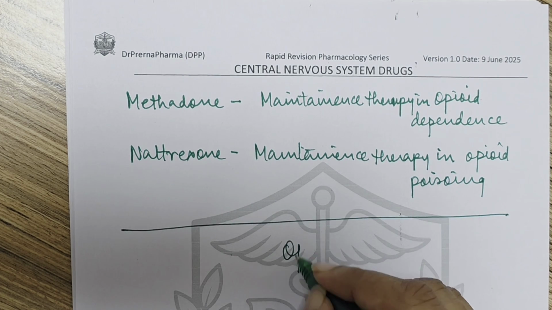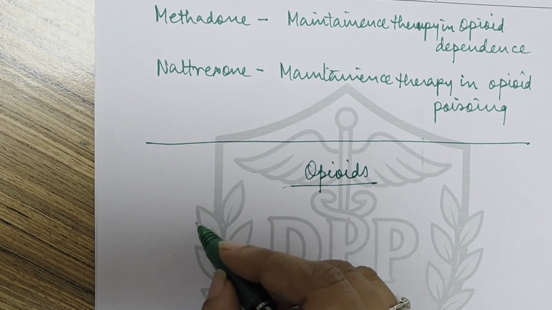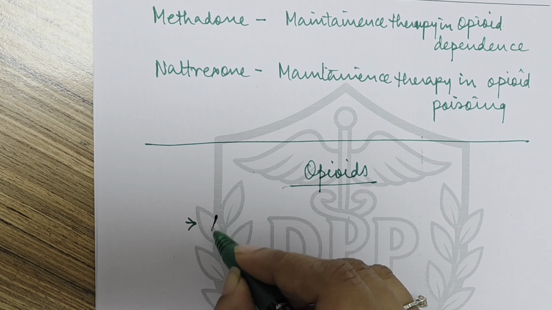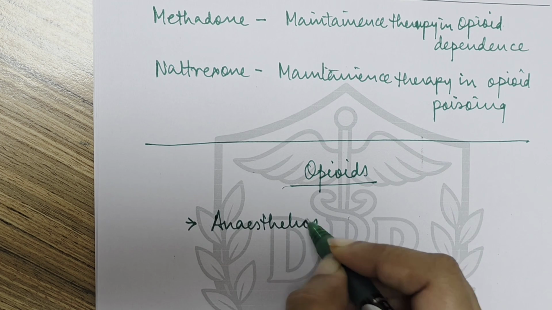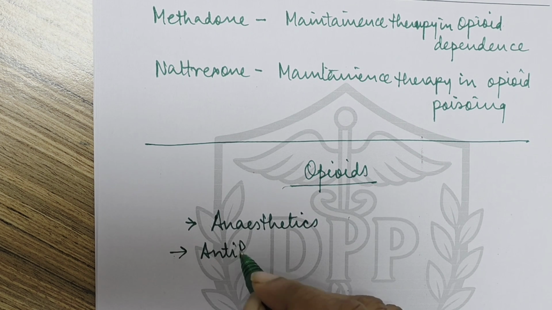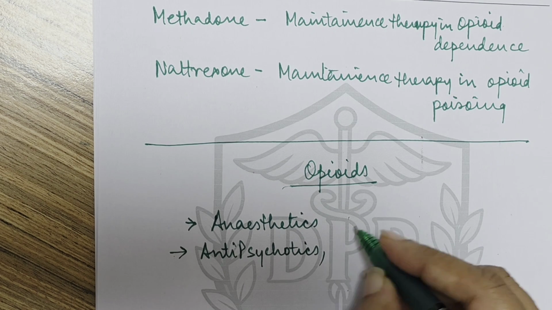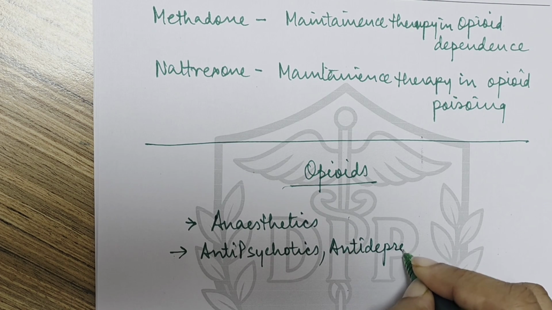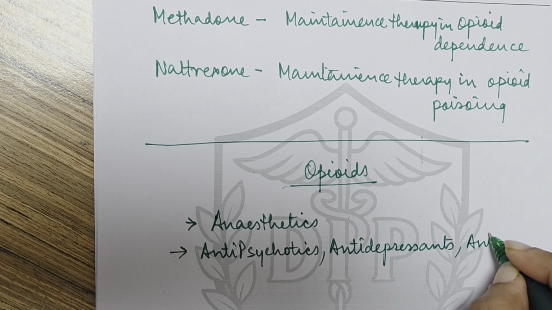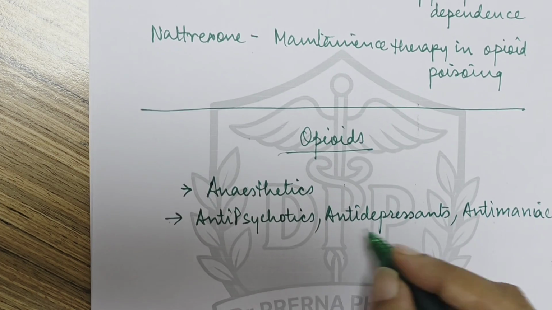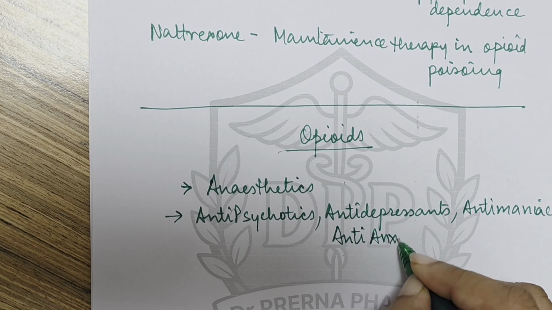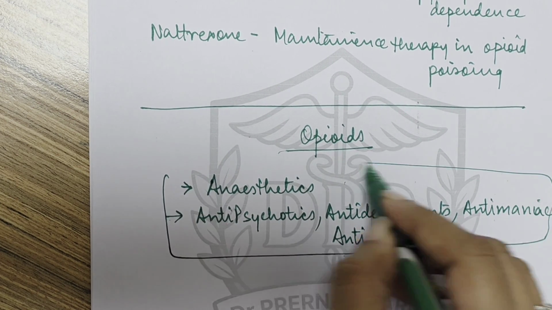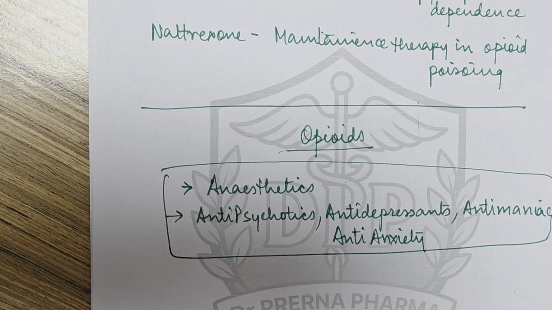So with this we complete the opioids. Now we are left with two parts. One is the anesthetics, and we are left with antipsychotics, antidepressants, anti-manic and anti-anxiety. So these 3-4 things will be taken in the CNS part 4, right? Or part 3, yes, this is part 2.